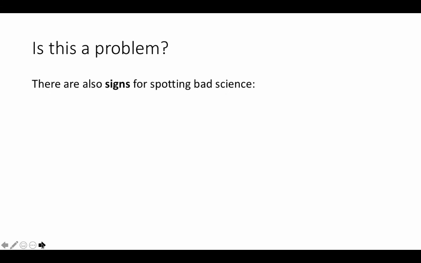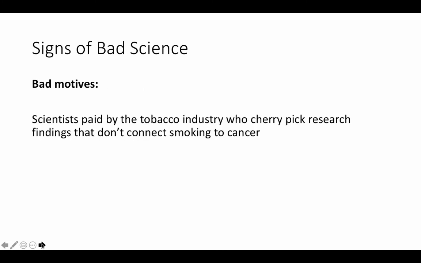Additionally, there are signs for spotting bad science. For example, bad motives. Scientists paid by the tobacco industry cherry-picked their research findings so they could find stuff that didn't connect smoking to cancer. Well, they were acting on bad motives. They had an incentive to find evidence that smoking didn't cause cancer, and they were getting paid by the tobacco industry to do that. So if there are bad motives, that's a sign of bad science.